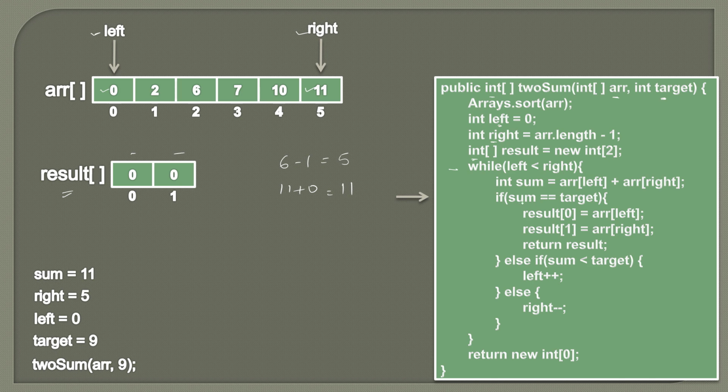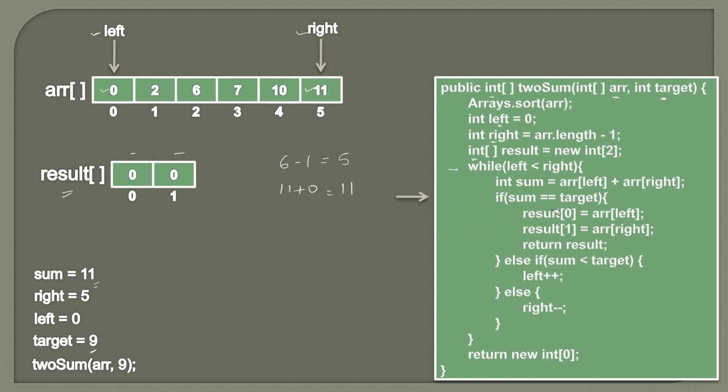Now what we do is we try to compare our sum with target to simply check whether sum is equal to target or not. So here if you see, target is 9 and our sum is 11. So 11 is not equal to 9. It means this is not a valid sum.